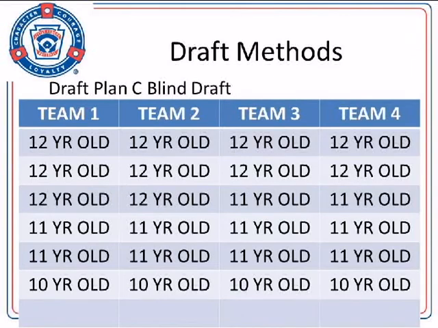Draft Plan C, blind draft. You'll notice that we have a 4-team league. All 12-year-olds are selected first. Then all eligible 11-year-olds are selected second. And for this example, we only have 4 eligible 10-year-olds that round out the teams.